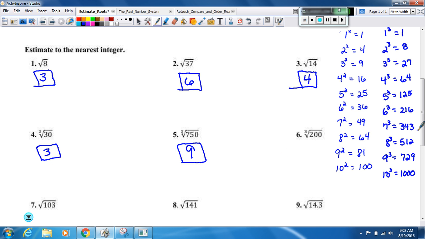The cubed root of 200. 200 falls between 125 and 216. It's closest to 216. The number in front of your exponent, the 6, is your answer.